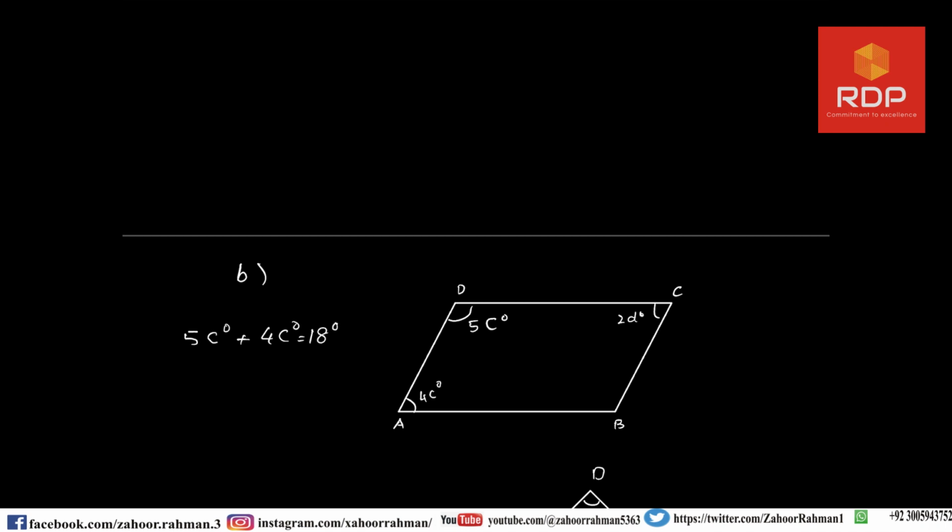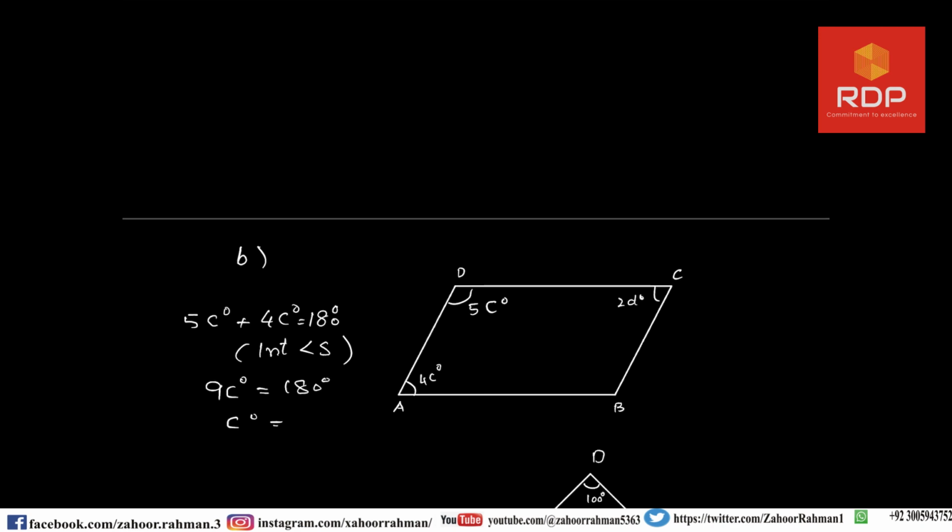How? That is the internal angles theorem we studied. So that will be equal to 9C degree is equal to 180 degree, and C degree will be equal to 20 degree. Now that's it for this C degree.